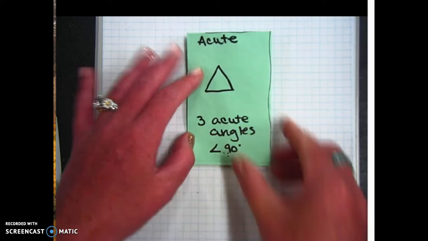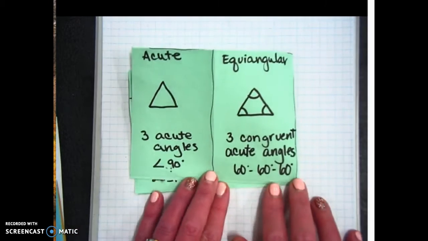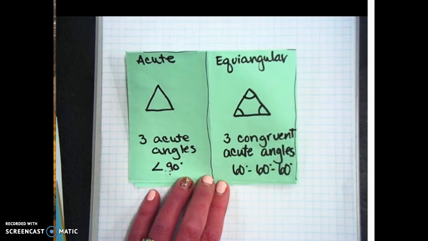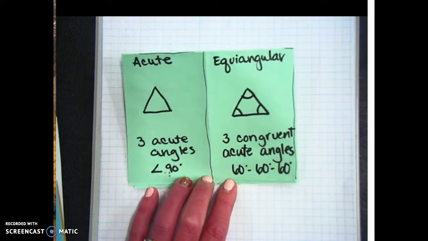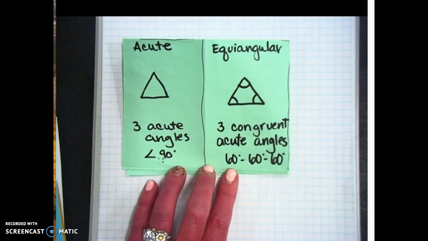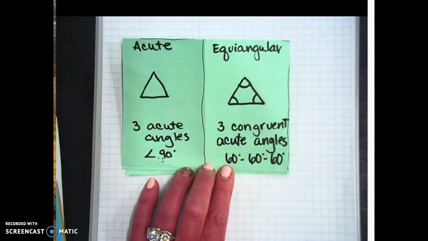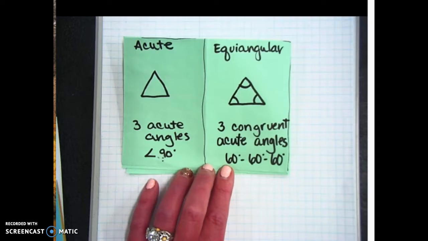All right. The second box is going to be what we call an equiangular triangle. That means that all 3 angles are congruent. All 3 angles also happen to be acute. All 3 angles also happen to be 60 degrees. Because if you take 180, you divide by 3, guess what you get? 60, 60, 60.